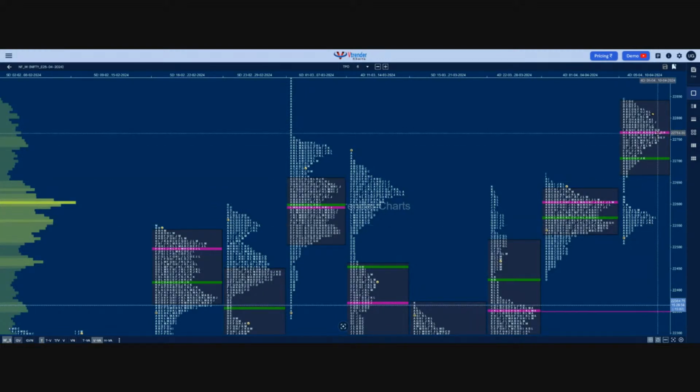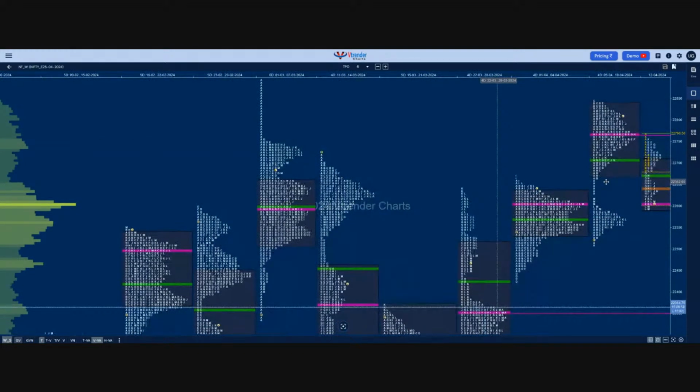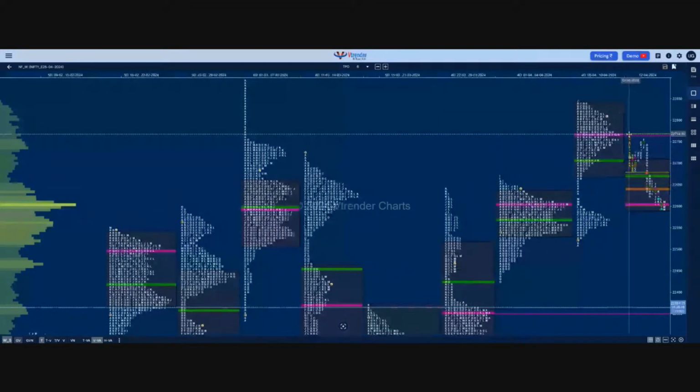So if we would stay below this POC, the weekly POC of 22768, the expectation for the coming week, which is 12th of April to this week's settlement, which is on the 18th of April, we could make expectation that if it was staying below this, it would fill up this zone between these two low volume. So what happened on 12th was we opened right at this POC.